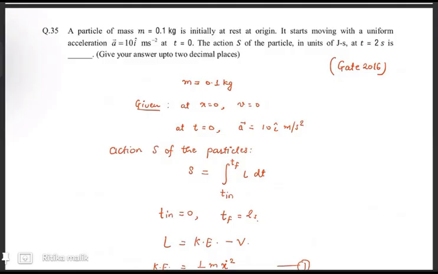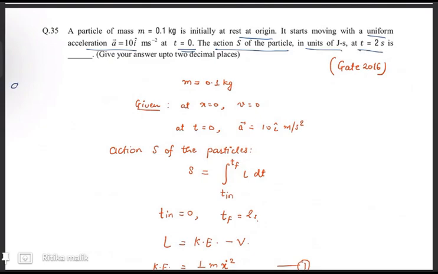Today we are going to solve question number 35 from the GATE 2016 exam. In this question, it was given that a particle of mass m equals 0.1 kg is initially at rest at the origin. It starts moving with uniform acceleration at time t equals 0. What is the action of the particle in joules second at time t equals 2 seconds?